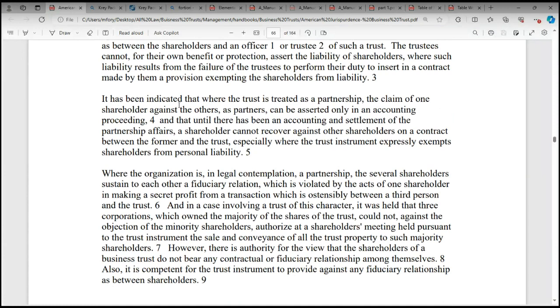It has been indicated that where the trust is treated as a partnership, the claim of one shareholder against the others as partners can be asserted only in an accounting proceeding, and that until there has been an accounting and settlement of the partnership affairs, a shareholder cannot recover against the shareholders on a contract between the former and the trust, especially where the trust instrument expressly exempts shareholders from personal liability.